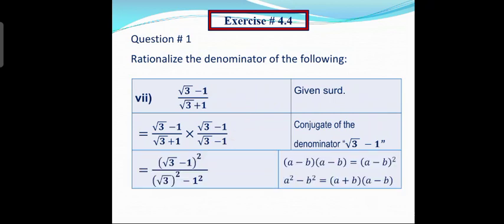In the numerator you can observe a minus b and a minus b: square root of 3 minus 1 and square root of 3 minus 1. Both are similar to each other. So just like in algebra, we can write it as square root of 3 minus 1 whole square. A minus b times a minus b is equal to a minus b whole square. And in the denominator, the difference of two terms, square root of 3 plus 1 and square root of 3 minus 1. Using a square minus b square is equal to a plus b times a minus b, we can write it as square root of 3 square minus 1 square.